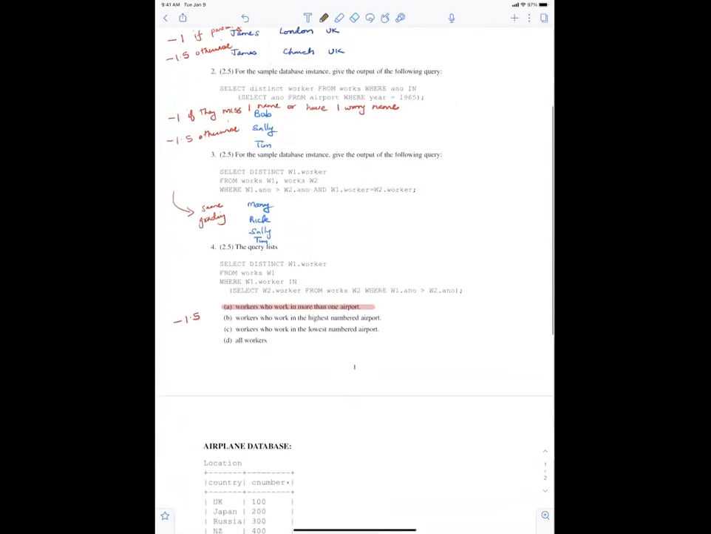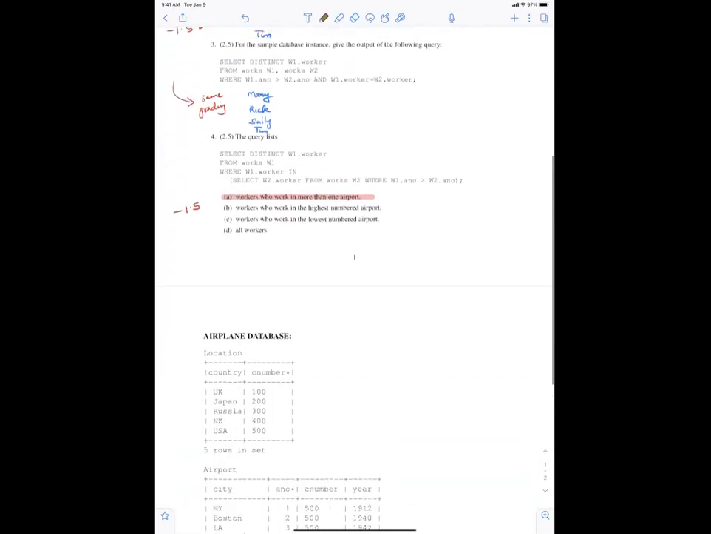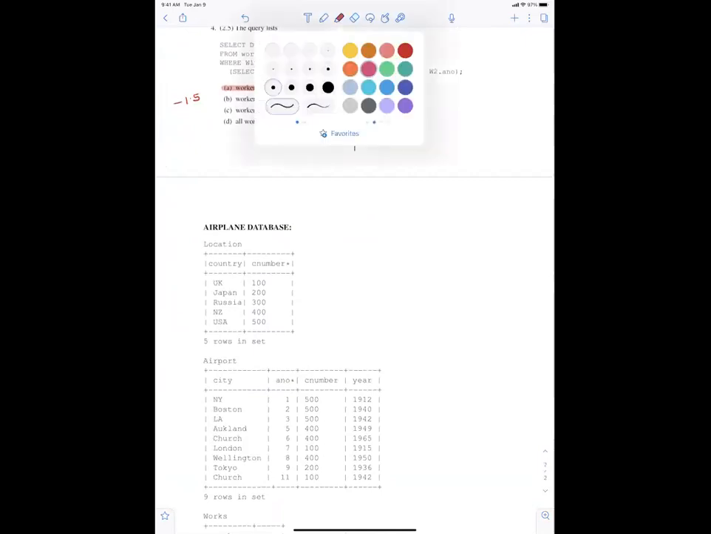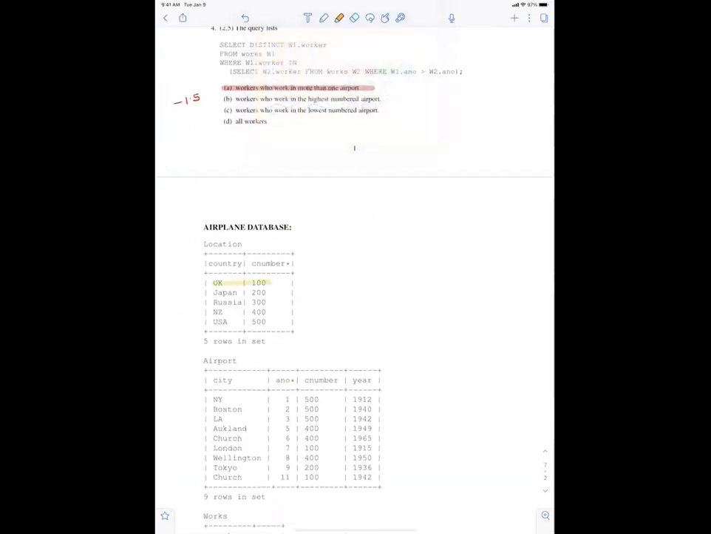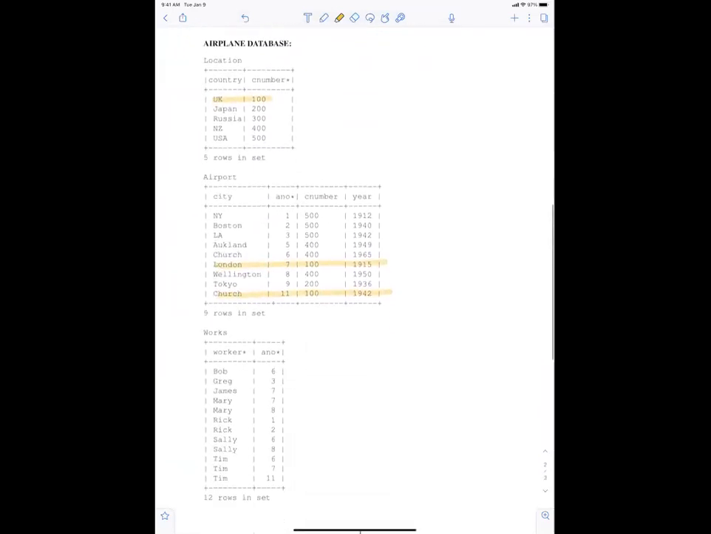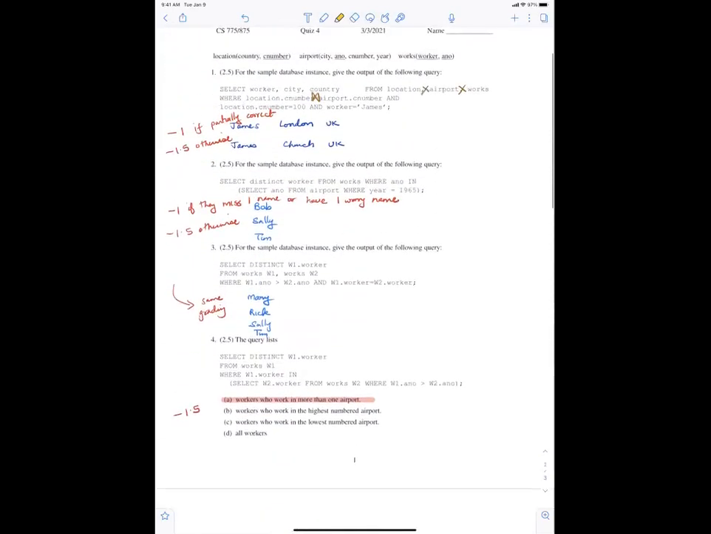So we're looking at location.c number is 100. So we take this one, and then you join it with this table. So we have London, we have church. Okay, and then we are connecting this to the works table, but there is no join condition out here connecting.